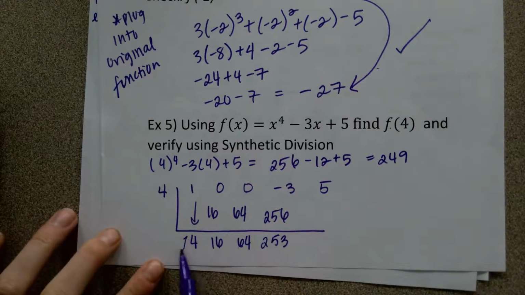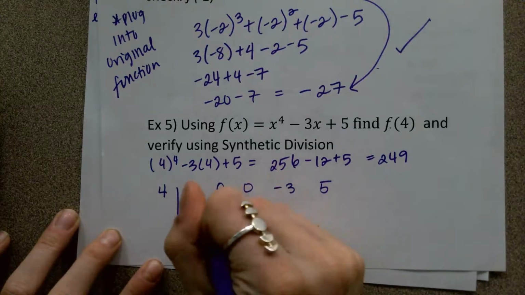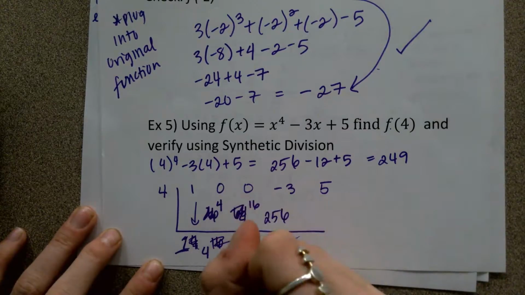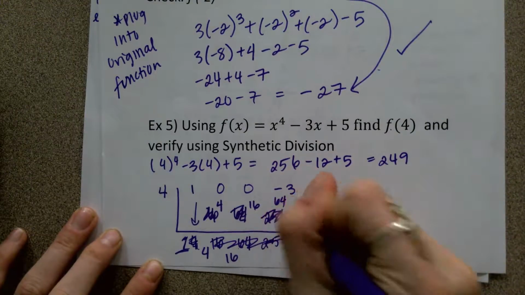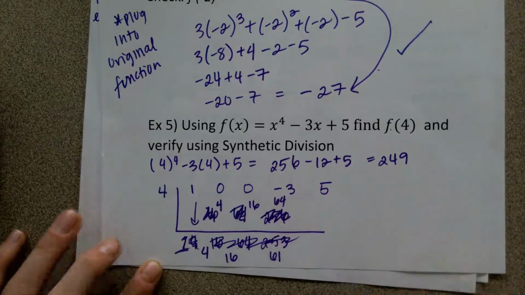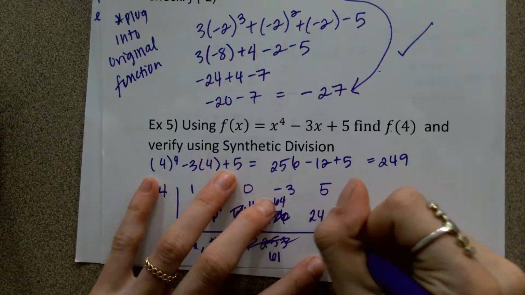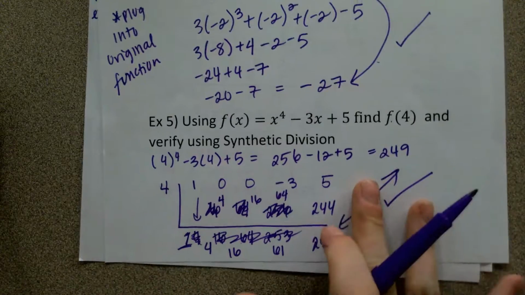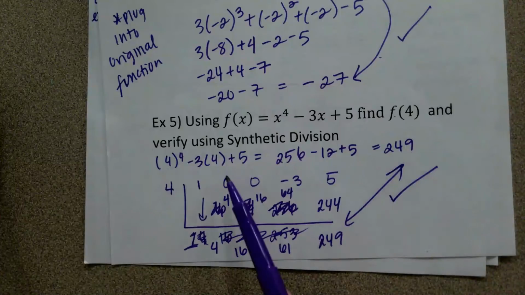Oh my gosh, this was supposed to be a 1, people. So brought down the 1. This is a 4. Adding, now this is 4. This is 16. 16 times 4 is now 64. 64, 61. 61 times 4 is 244. Added together is 249. Oh my goodness. So our remainder, working the other way, was proven by putting f of 4 into the original function.